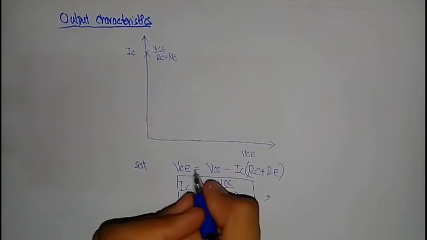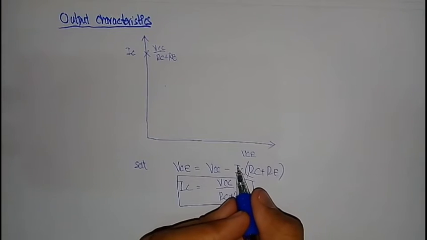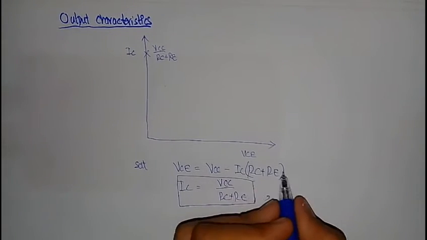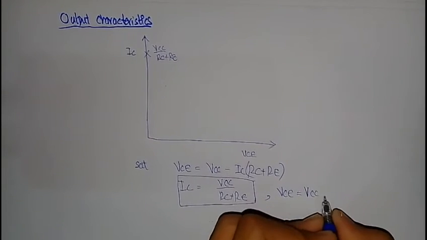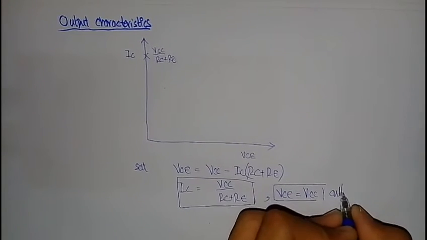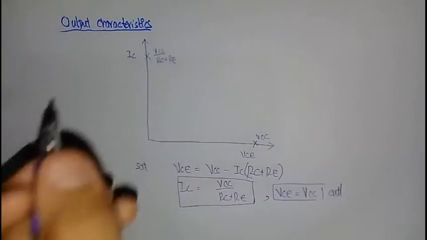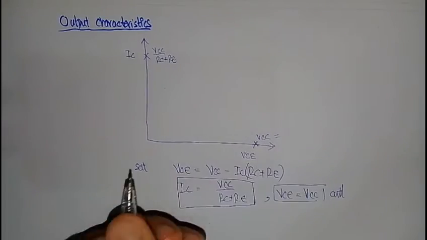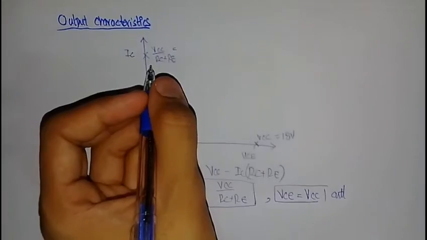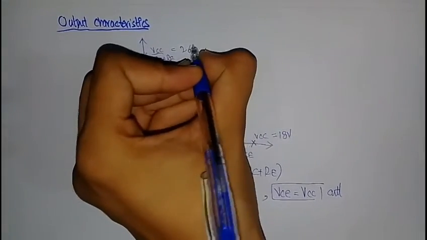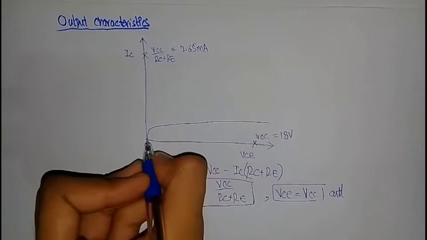In the cutoff region, IC into RC will be equal to 0. If IC is equal to 0, then the whole term is equal to 0. So therefore VCE will be equal to VCC. This is the cutoff point, and the cutoff point is over there. The cutoff point is VCC, and the saturation point is VCC over RC plus RE. The value of VCC in this circuit is 18 volts, and VCC over RC plus RE after evaluating is 2.65 milliamps.